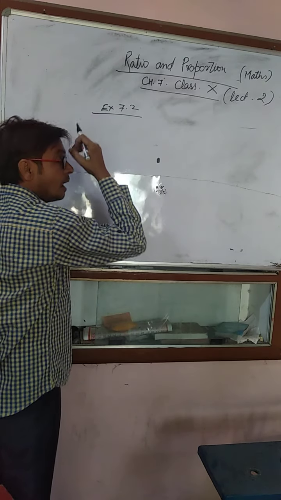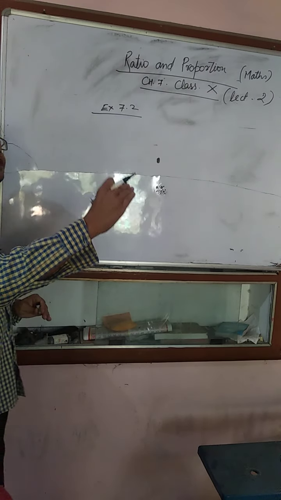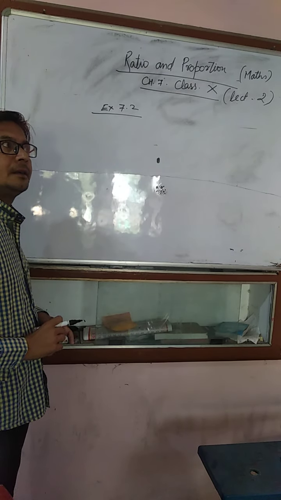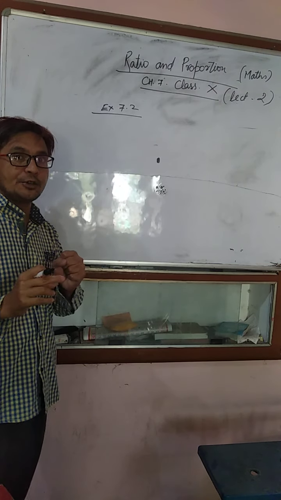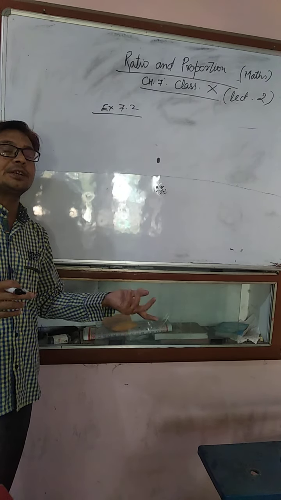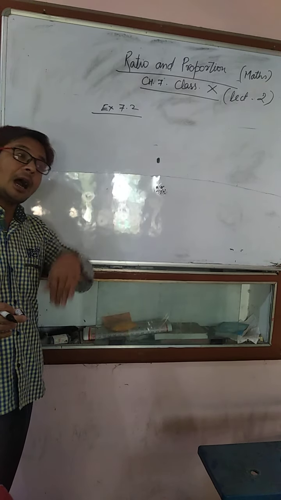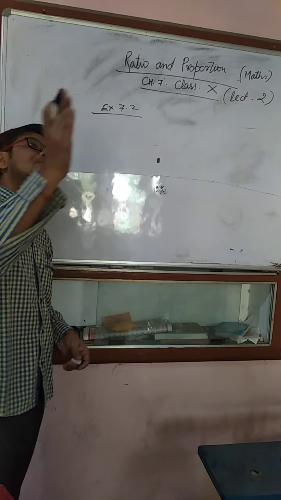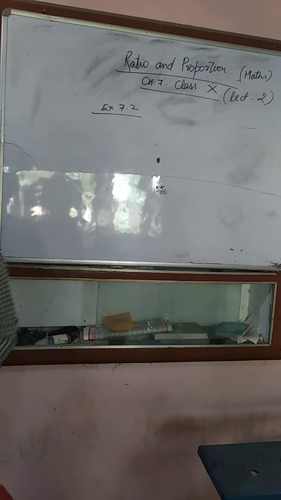Now this is one question. Suppose 2, 3, 7, 9 are numbers that are not in proportion. What number must be added to all the numbers so that they become in proportion?